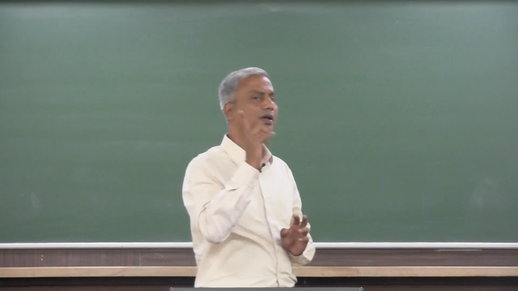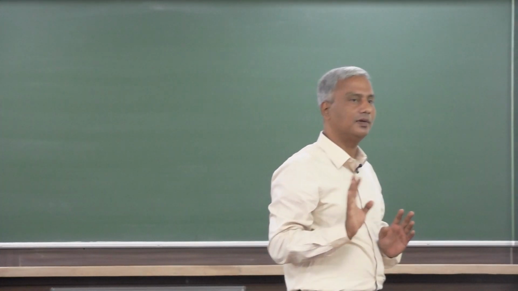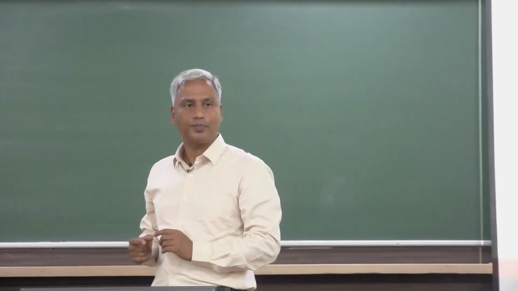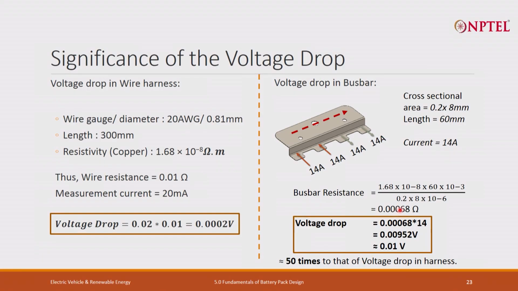0.01 volt will give you an error of 1%, which is acceptable. But if this resistance were high enough, and that can happen for several reasons, like contact resistance, or you have not designed the bus bar properly, then your SOC calculation, or SOC estimation, or the actual SOC would be drastically different if you have not considered what the voltage drop could be.